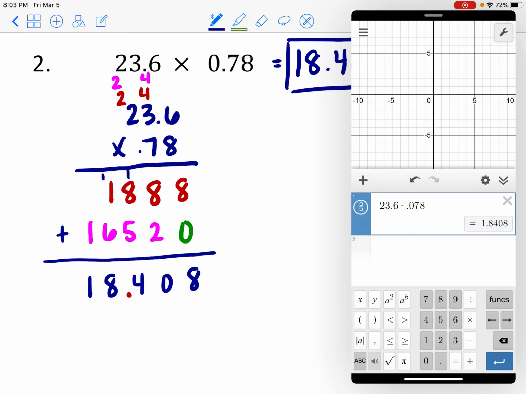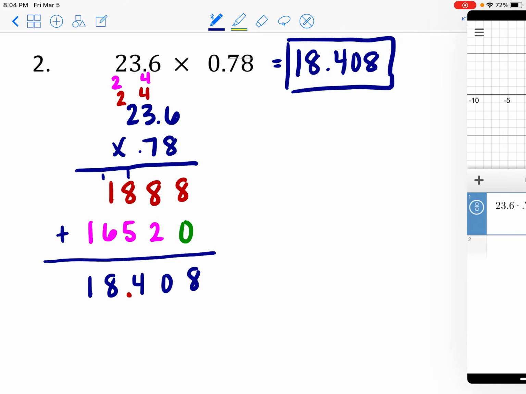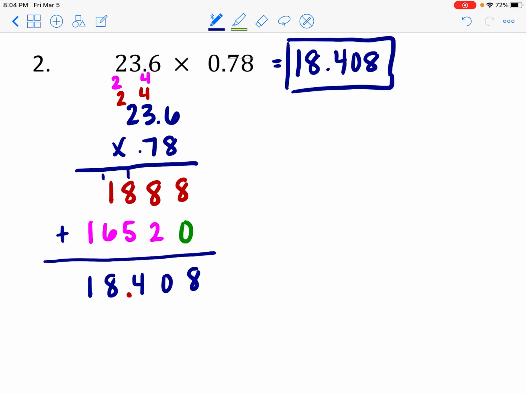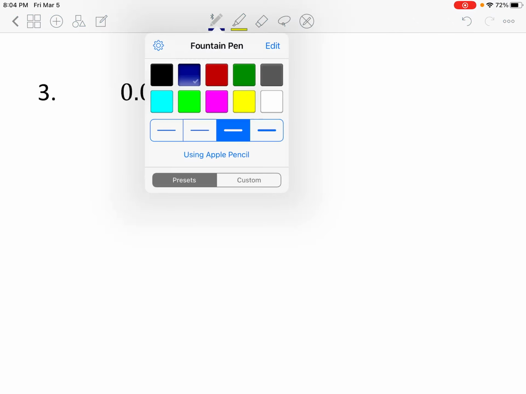Oh, what did I do? Oh, I typed in the... So when you confirm your answer, you want to make sure you actually type the problem in there. There you go. 0.78, not 0.078. And there's 18.408 for our confirmation. So make sure you're typing the right problem in when you want to confirm your work. All right, let's try again here.